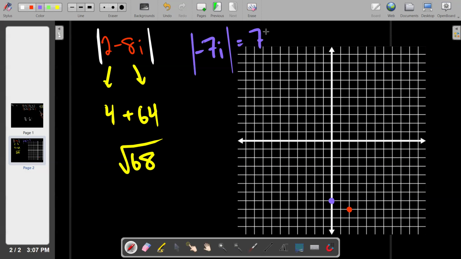And then same for f. F is just a real number. And so if I ask you to graph the complex number 6, I just go to the right 6, which I think is right here. Yeah. And then the modulus of it is 6.